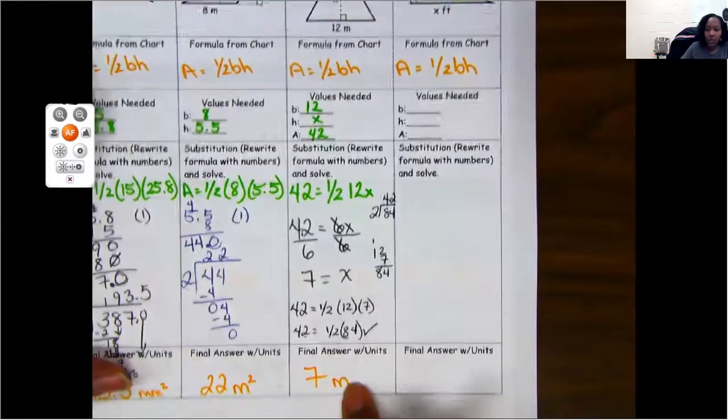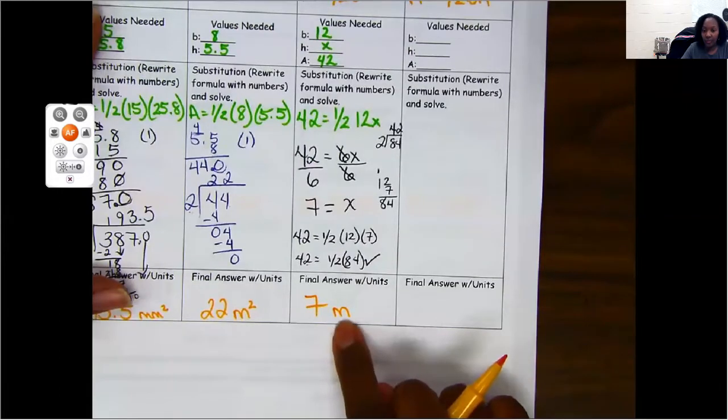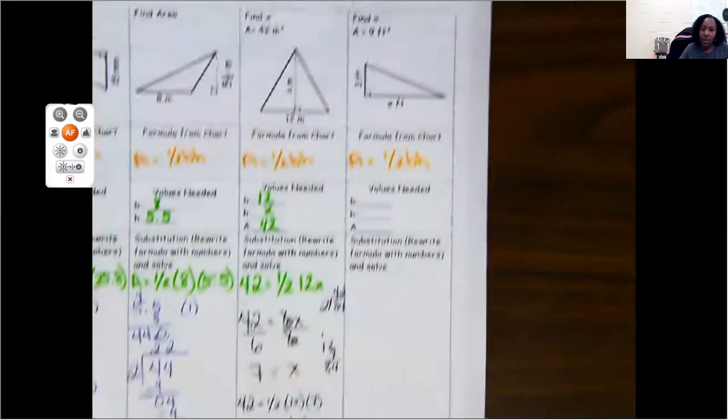Remember, we don't put the squared. It didn't ask for the area. We didn't find the area here. We found the missing height. So we just put just a regular unit. Okay. All right, last one.